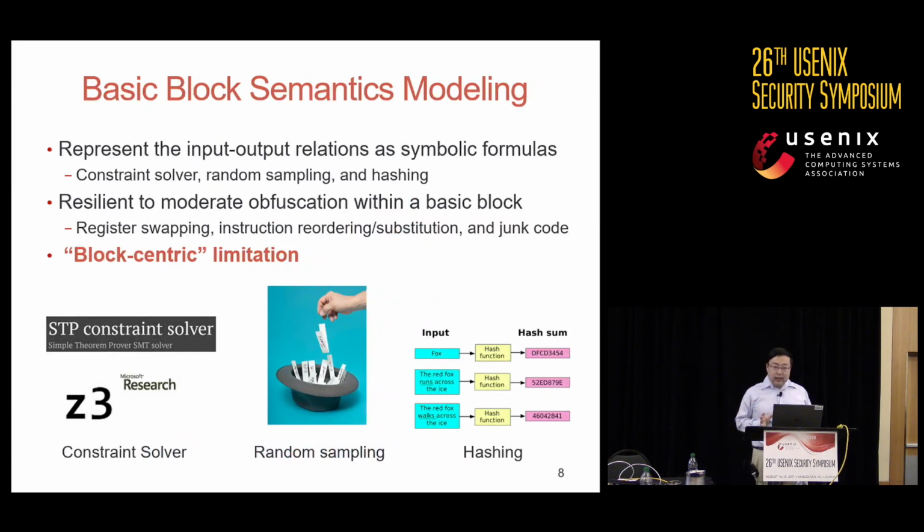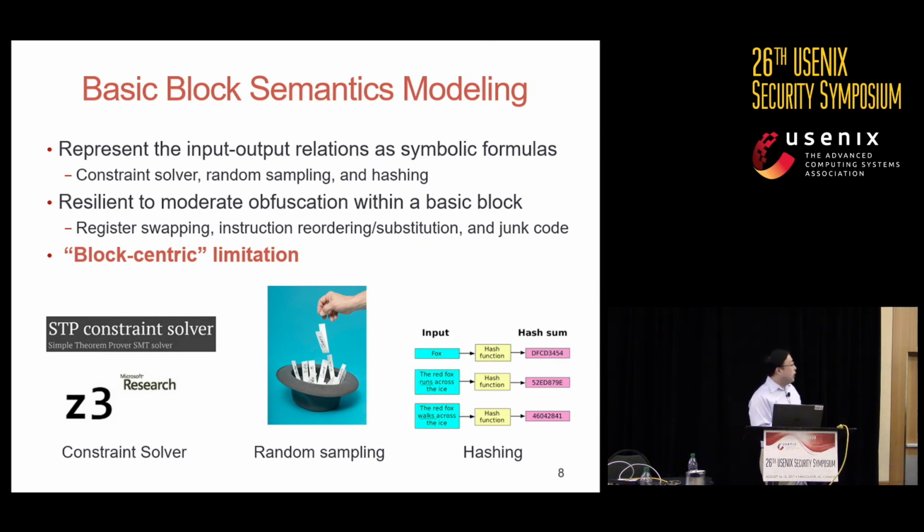And the second category of this semantic binary diffing is to compare the semantics of two pieces of binary code, which is usually based on the basic block semantics modeling. At a high level, it uses symbolic execution to represent the input-output relations of a basic block as a set of symbolic formulas. And the equivalence of symbolic formulas can be further verified either through, for example, a constraint solver or matched through random sampling or hashing.